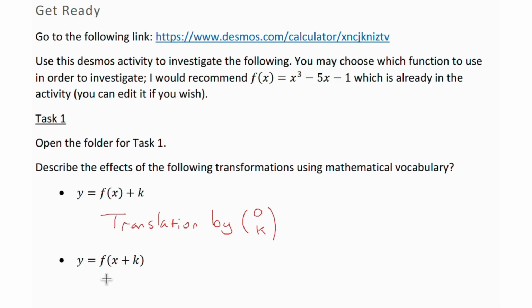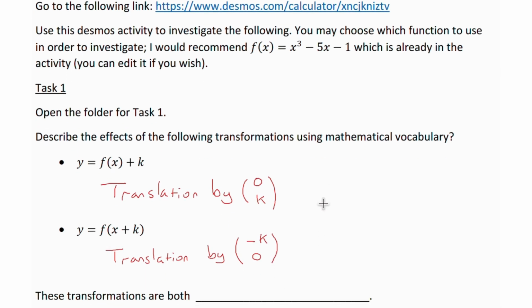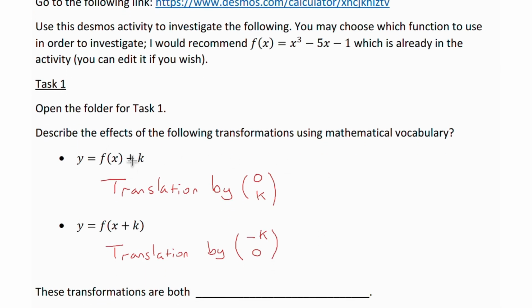When you did this one, you should have found that this one does a translation as well. But this time, instead of up and down, it is going left and right. And it's not by k, it's by minus k, because when this is plus 2, it moves to the left by 2. So it is (minus k, 0). So these transformations, when we're adding a value, are both translations.